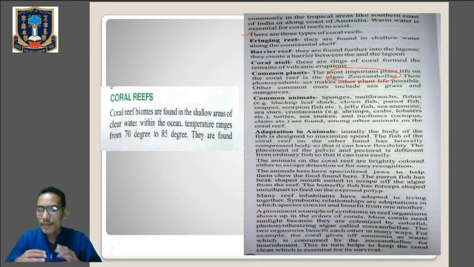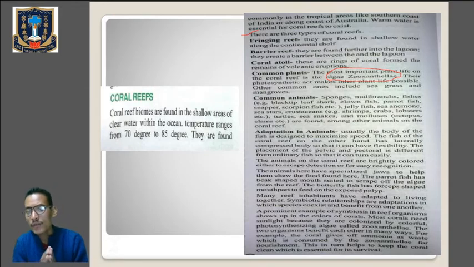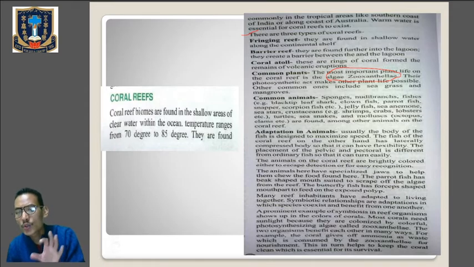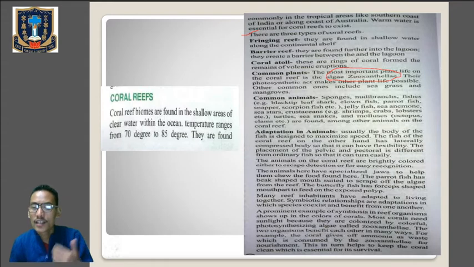The animals here have specialized jaws to help them chew the food found here. Parrotfish has a beak-shaped mouth, and butterfly fish has forceps-shaped mouth parts. Many reef inhabitants have adapted to living together. Symbiotic relationships are adaptations over here.